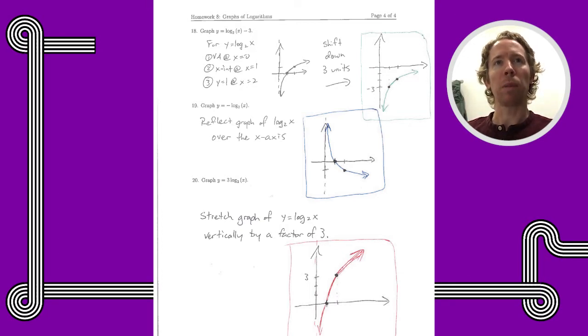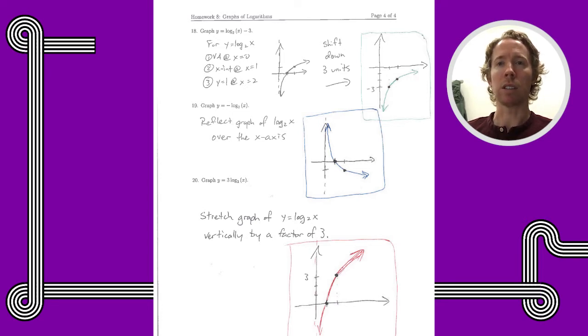If I want to graph log base 2 of x minus 3, then the fastest way to do this really is to just take the graph of log base 2 of x and push it down 3 units. And for the graph of log base 2 of x, you find the vertical asymptote by setting the stuff in parentheses equal to 0. That's x equals 0.